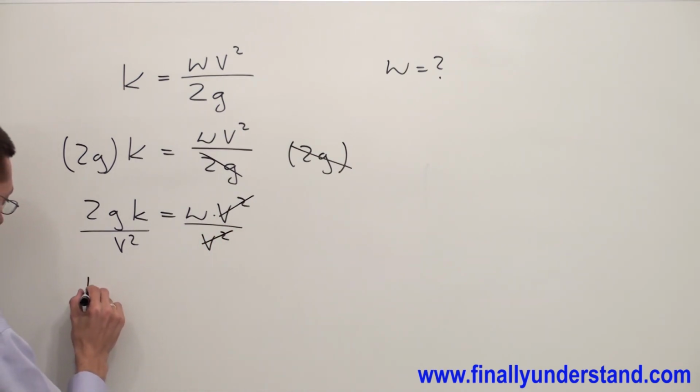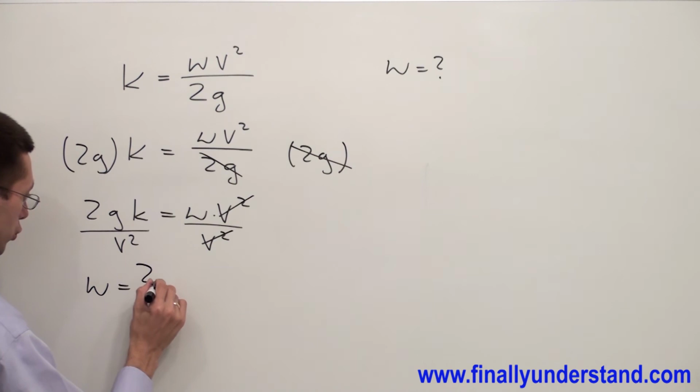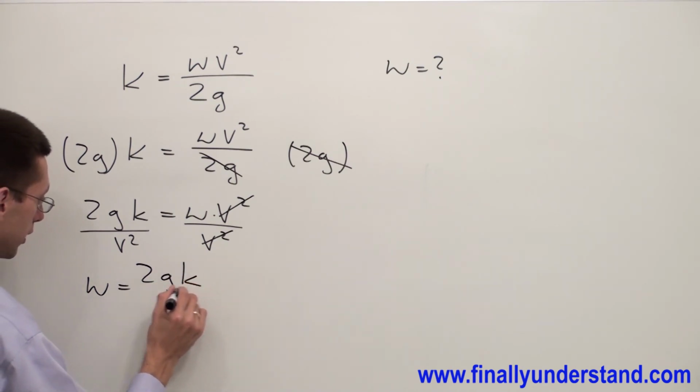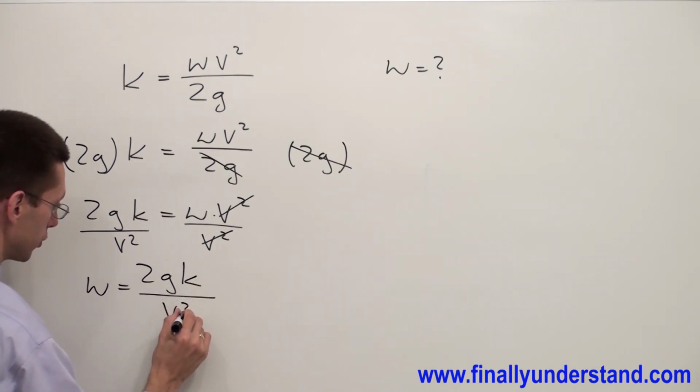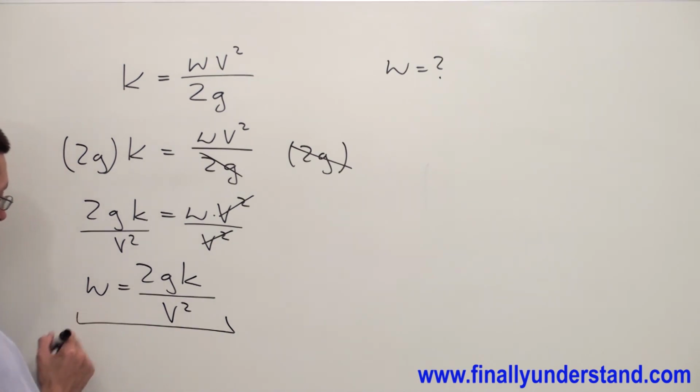So I can say w is equal to 2gk over v squared. This is the solution to my problem.